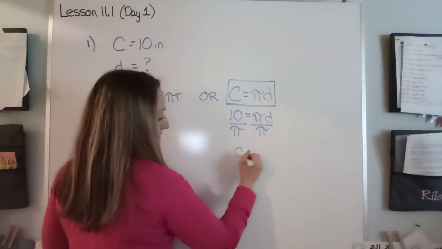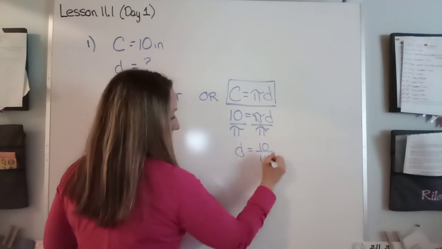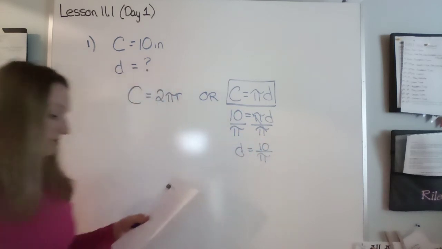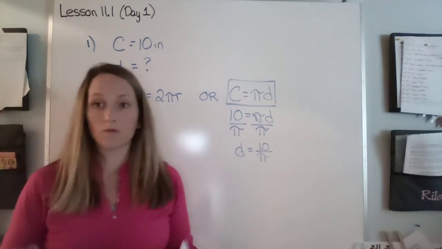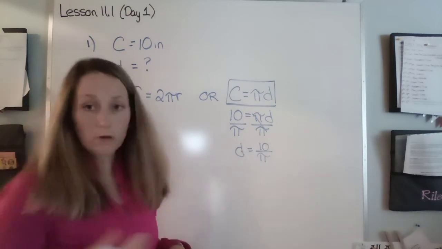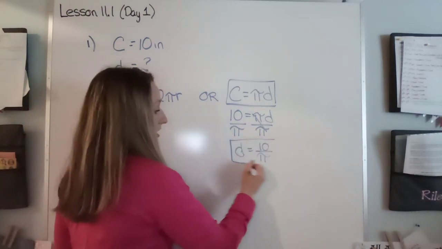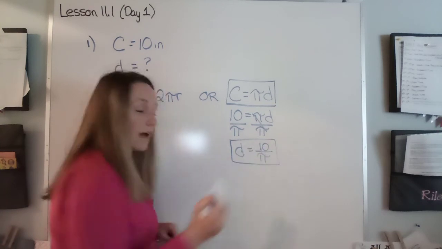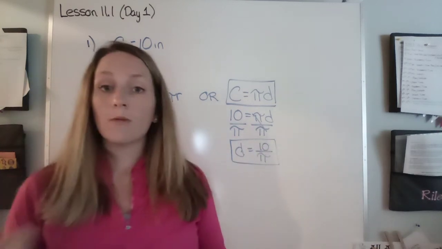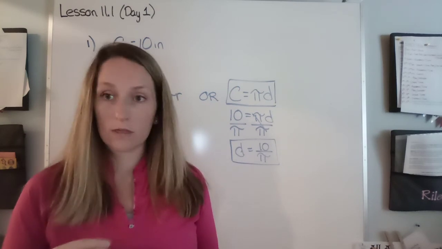So the diameter is equal to 10 divided by pi. Now the directions don't ask you to round to the nearest tenth or hundredth, so what we're going to do is just leave our answer in terms of pi because that's the exact answer. If we were to plug it into our calculator and do the division, we'd be given an approximation, and it doesn't ask for an approximation, so always give exact.